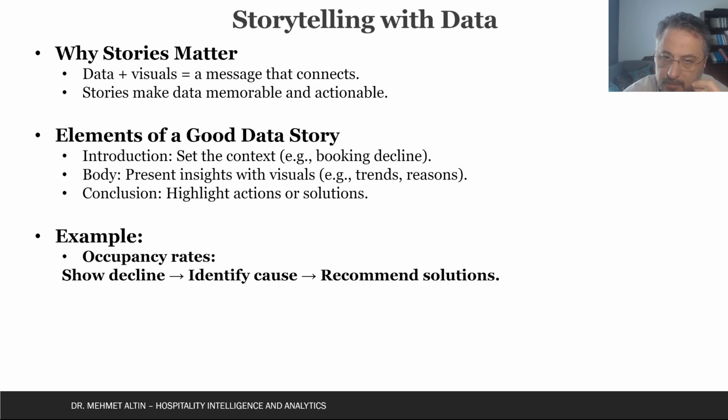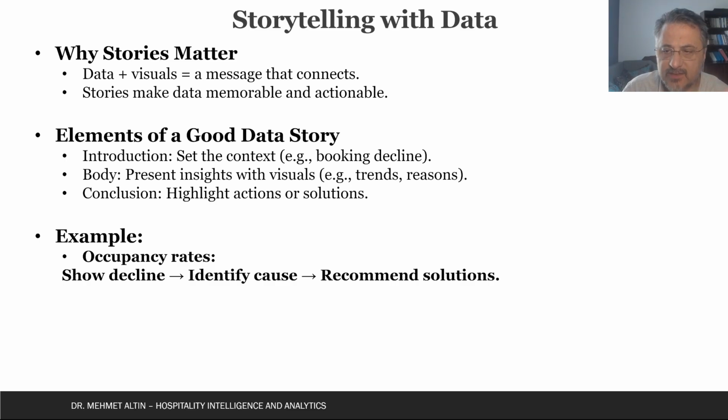This is very important. While it's maybe not exactly part of the visualization, good data visualization tells a story. Combining visuals with a narrative helps people understand the data, connect with it, and take action. After all, people remember stories, not just numbers, right? When they look at the visuals, they also need to understand the story behind it. So when you combine data and visuals into a story, it creates meaning. Instead of just showing a chart with declining bookings, a story explains why it is happening and what needs to be done. This makes the message more memorable and actionable.